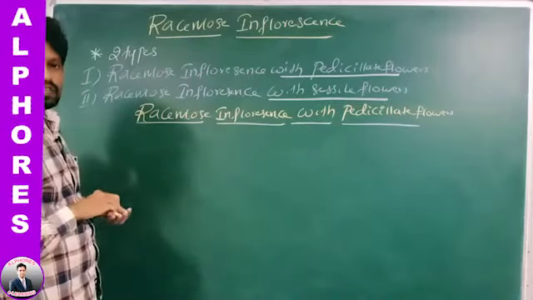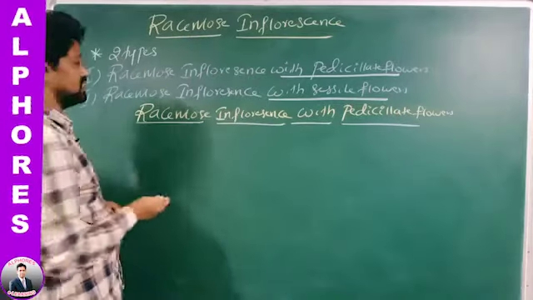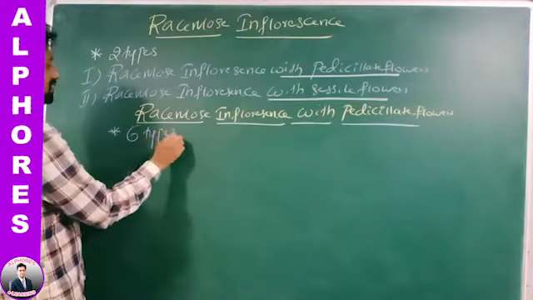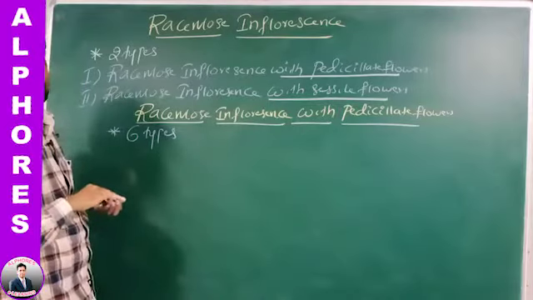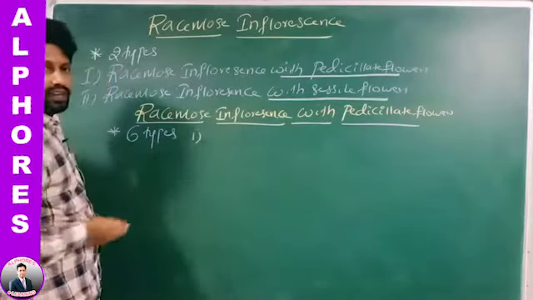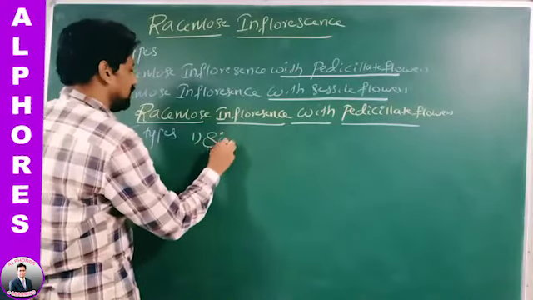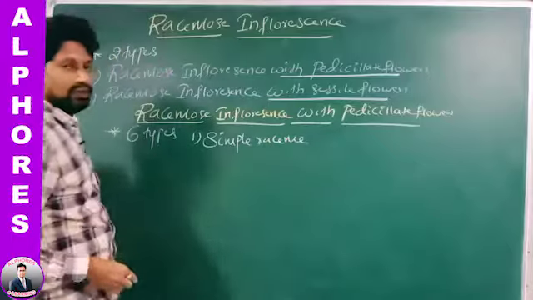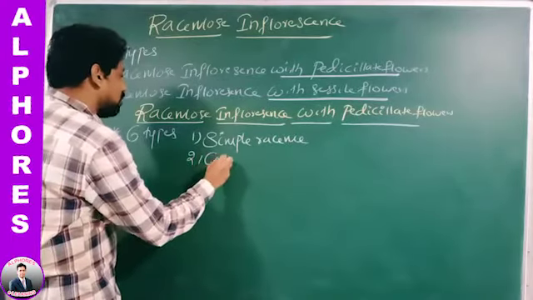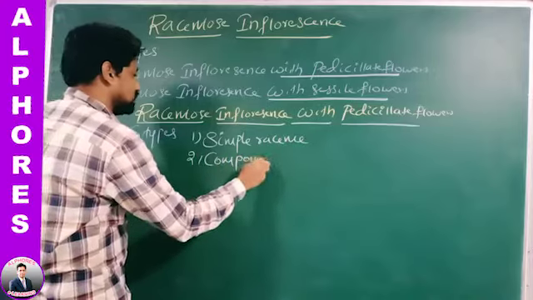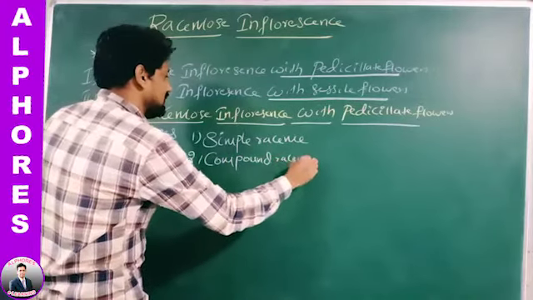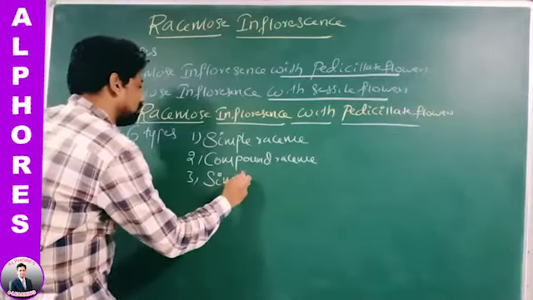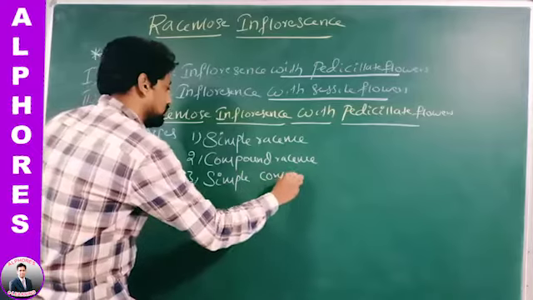Sir, this racemose inflorescence with pedicellate flowers is of 6 types. What are they? Number 1, the first one is simple raceme. The second one is compound raceme. The third one is simple corymb.